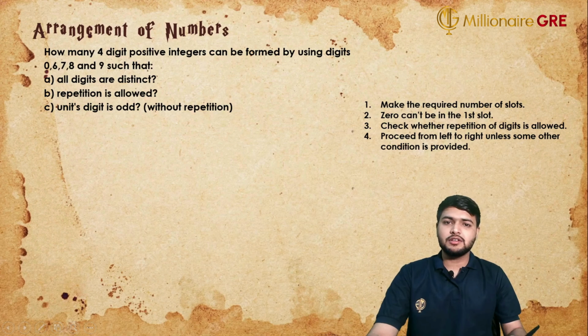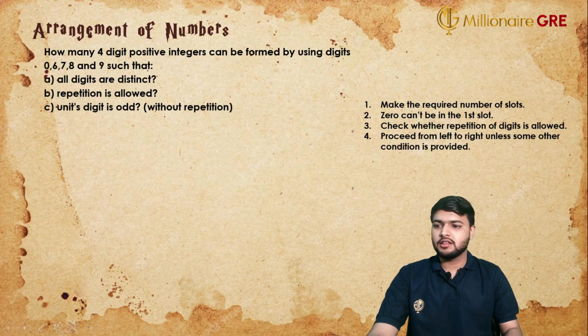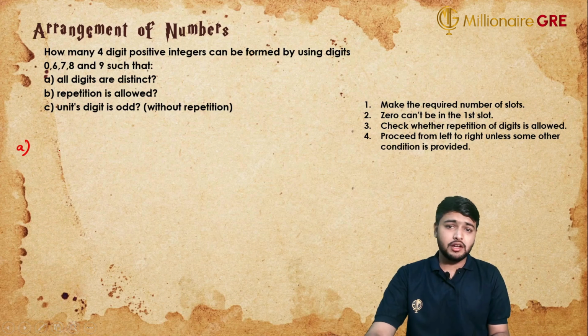Let's solve this question in which you are asked how many 4-digit positive integers can be formed using the digits 0, 6, 7, 8, 9 such that all digits are distinct. We will follow the 4 steps that we just learned. The first step is to make the required number of slots. It's a 4-digit number, so we will make 4 slots.